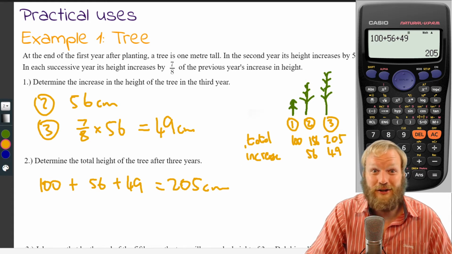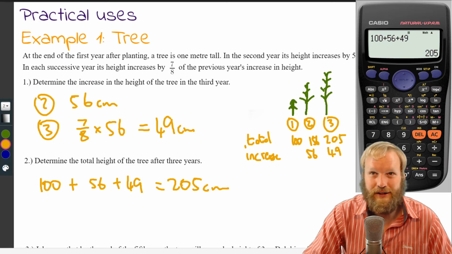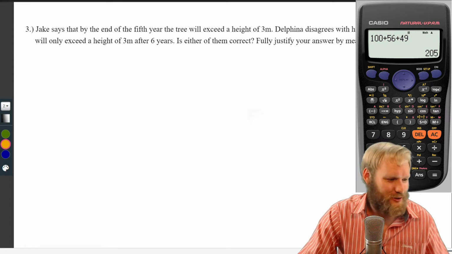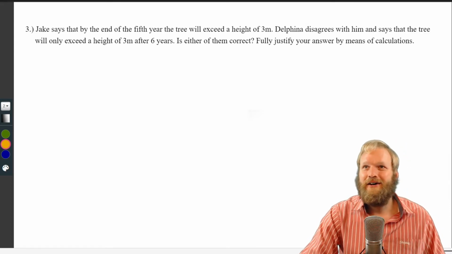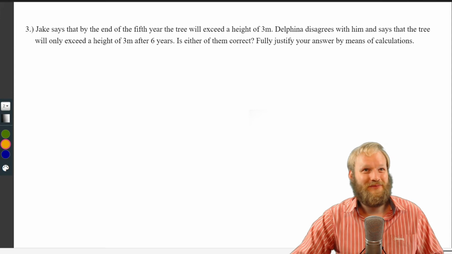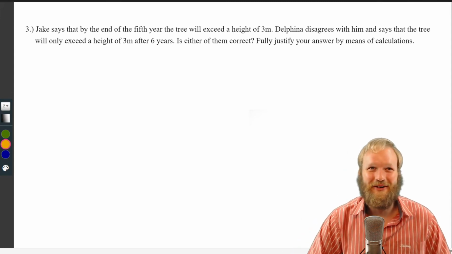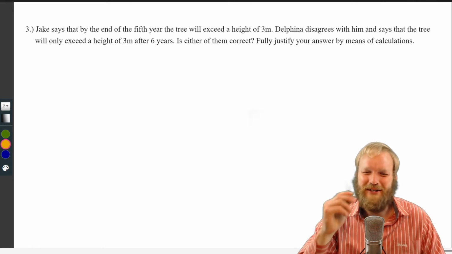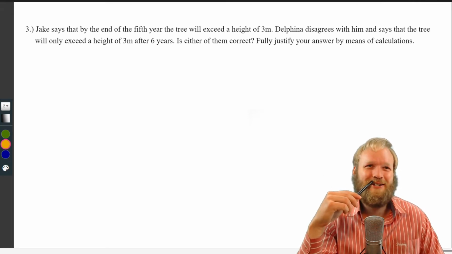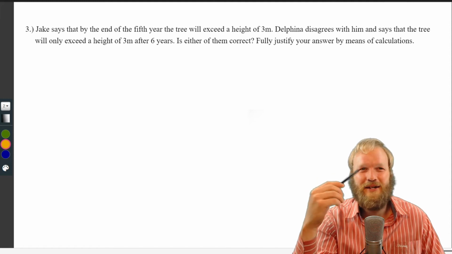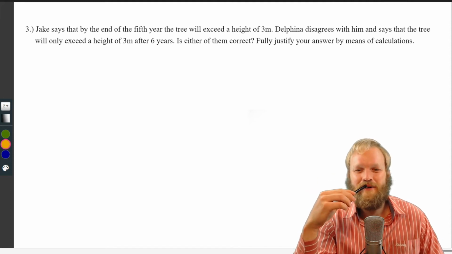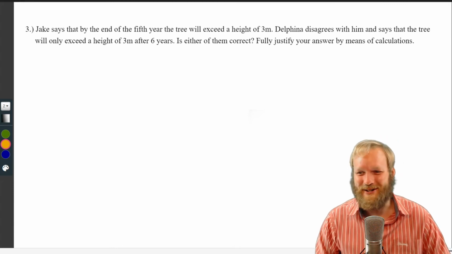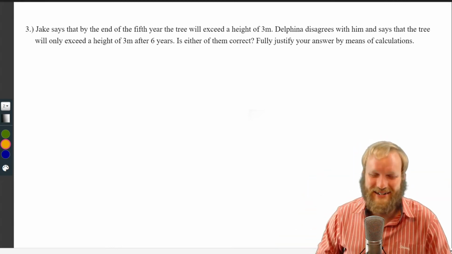Okay, now the fun can begin. And begin it does, because let's get rid of this calculator. Come on, go away, calculator, so we can see. Jake says that by the end of the 5th year, the tree will exceed a height of 3 meters. But Delphina disagrees with him and says that the tree will only exceed a height of 3 meters after 6 years. Is either of them correct? Fully justify your answer by means of some great mathematical calculations.